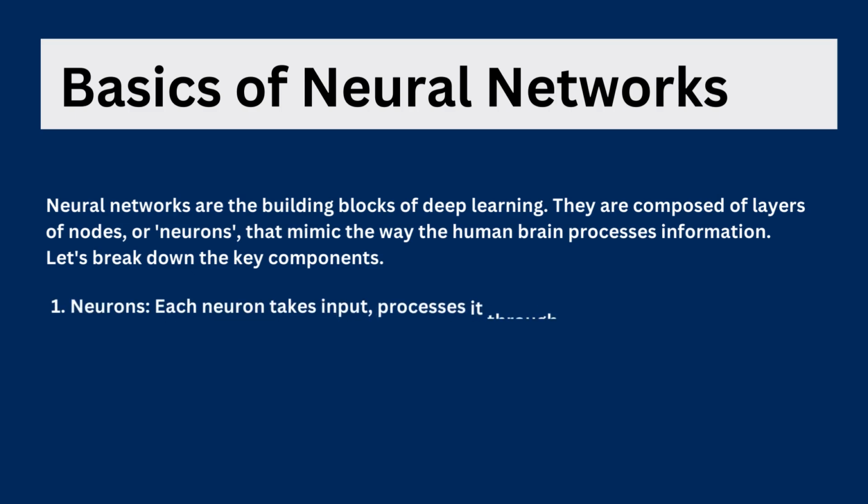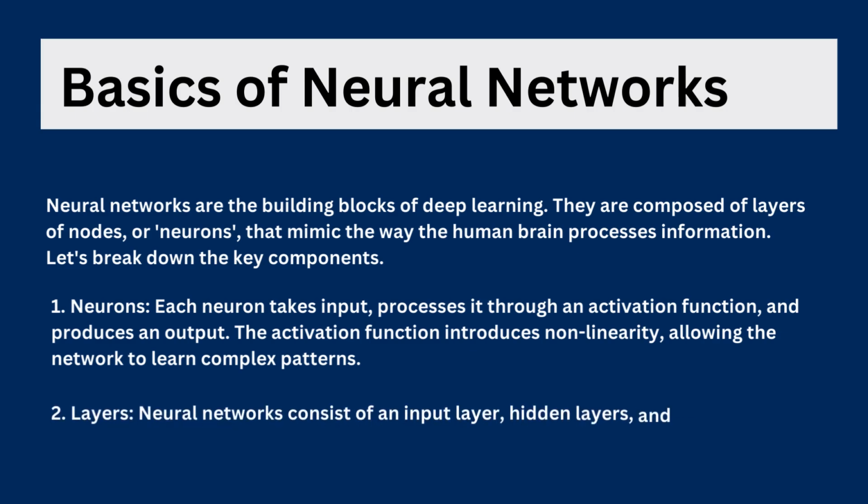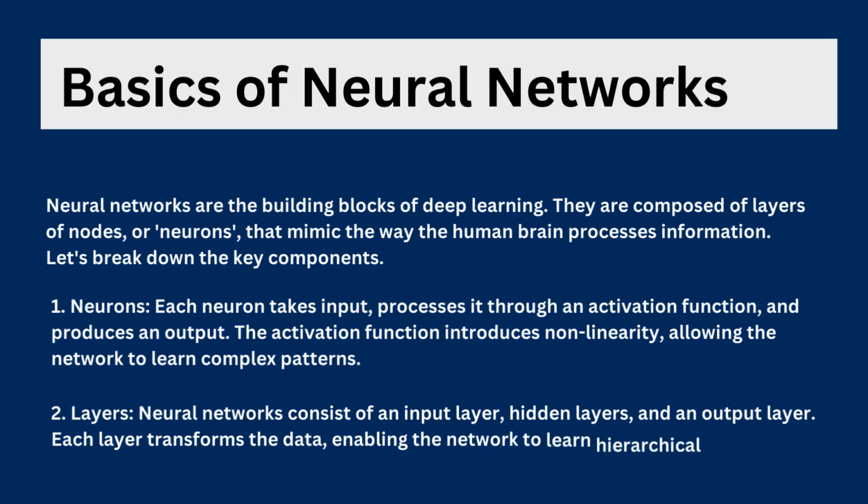1. Neurons. Each neuron takes input, processes it through an activation function, and produces an output. The activation function introduces nonlinearity, allowing the network to learn complex patterns. 2. Layers. Neural networks consist of an input layer, hidden layers, and an output layer. Each layer transforms the data, enabling the network to learn hierarchical representations.